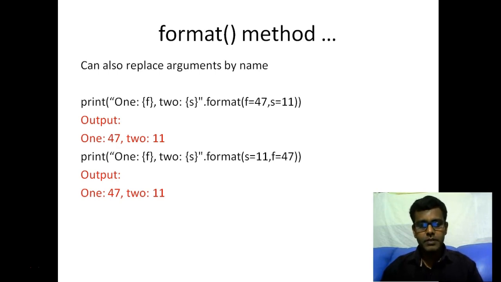In the next print statement, I have just changed the argument order, that is format of S equal to 11 and F equal to 47. So again the S value will be passed to the corresponding S, that is the second argument, and F value will be passed to the first argument, that is F. So your output becomes the same, that is 1 colon 47 and 2 colon 11.